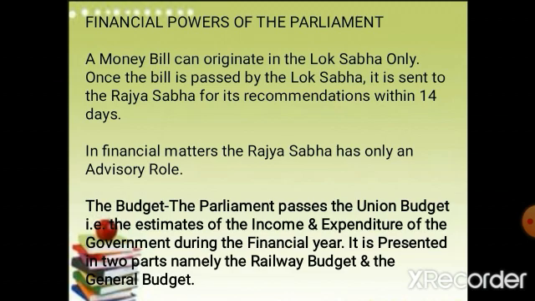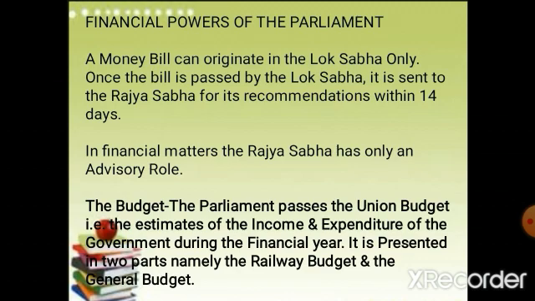How long can the Rajya Sabha hold a financial bill? It is only for 14 days. Okay, so in financial matters, the Rajya Sabha has only an advisory role. Okay, no other power is given to the Rajya Sabha over the financial bill.